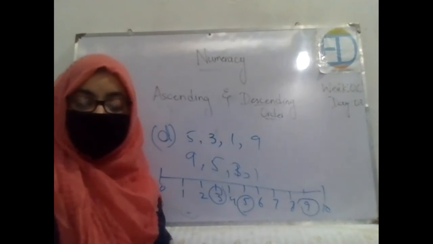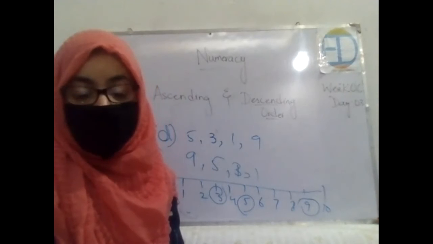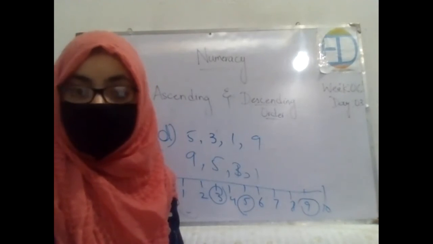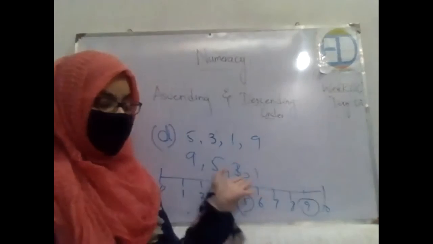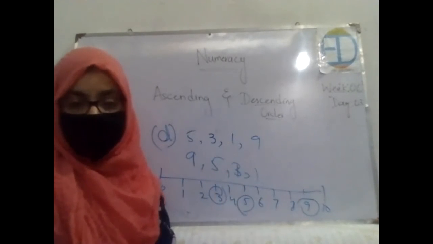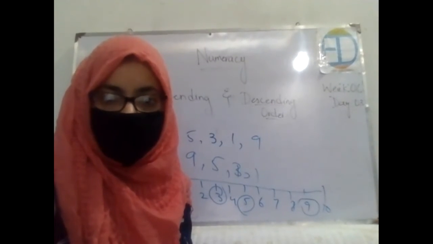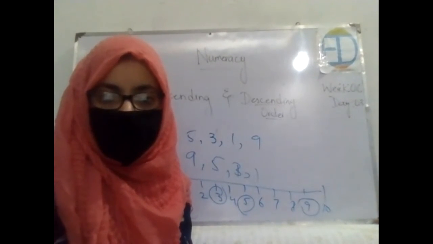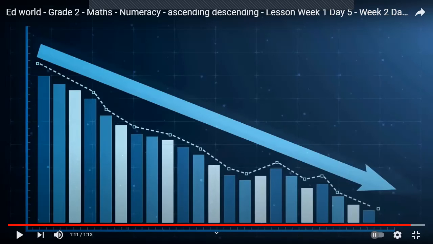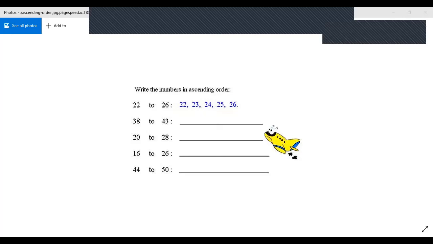So we discussed how we can use the number line to find the missing numbers. We have also discussed how we can use the number line in writing the numbers in ascending and descending order. Okay, now I'm going to share the screen with you. There is this small activity that you are supposed to do. Show me a thumbs up if it is visible to you. It is. Okay, excellent.